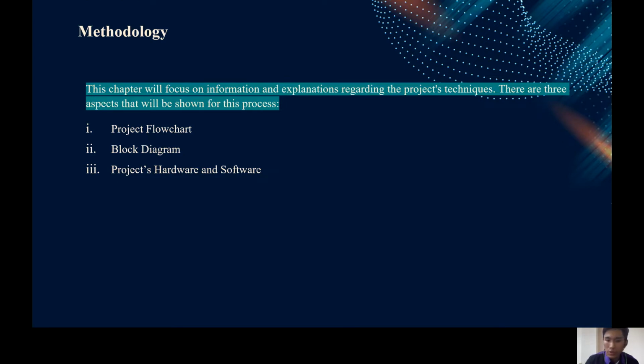So, for the methodology in this chapter, we will focus on information and explanations regarding the project's technique. There are three aspects that will be shown for this process. First, the project flowchart, which depicts the whole project workflow. Next, a block diagram of the entire project will be shown. And finally, the project's hardware and software will be discussed in terms of the methods and components used.